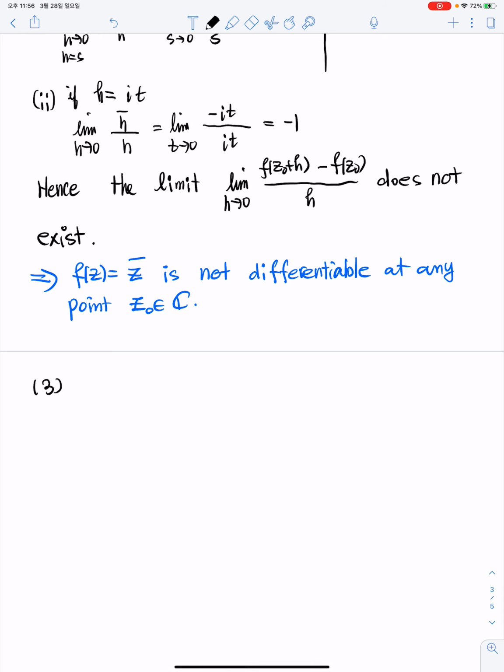What kind of example do we have? Let me use our textbook and look at z squared, whether it's differentiable or not. Let z0 be a complex number, like x0 plus iy0, in the complex plane. Here x0, y0 are real.